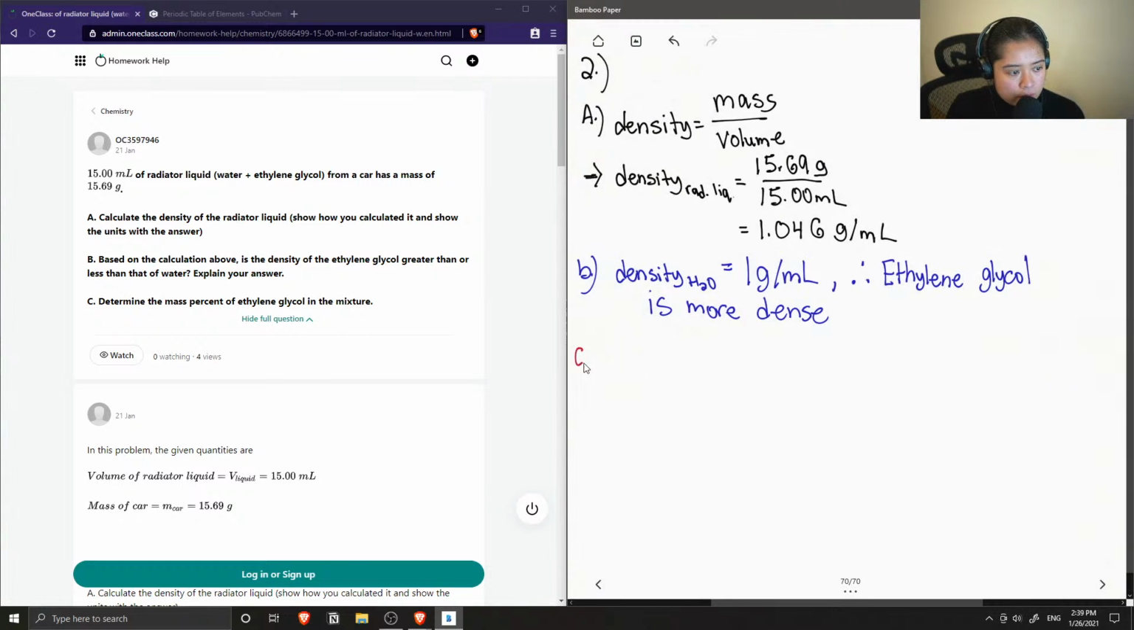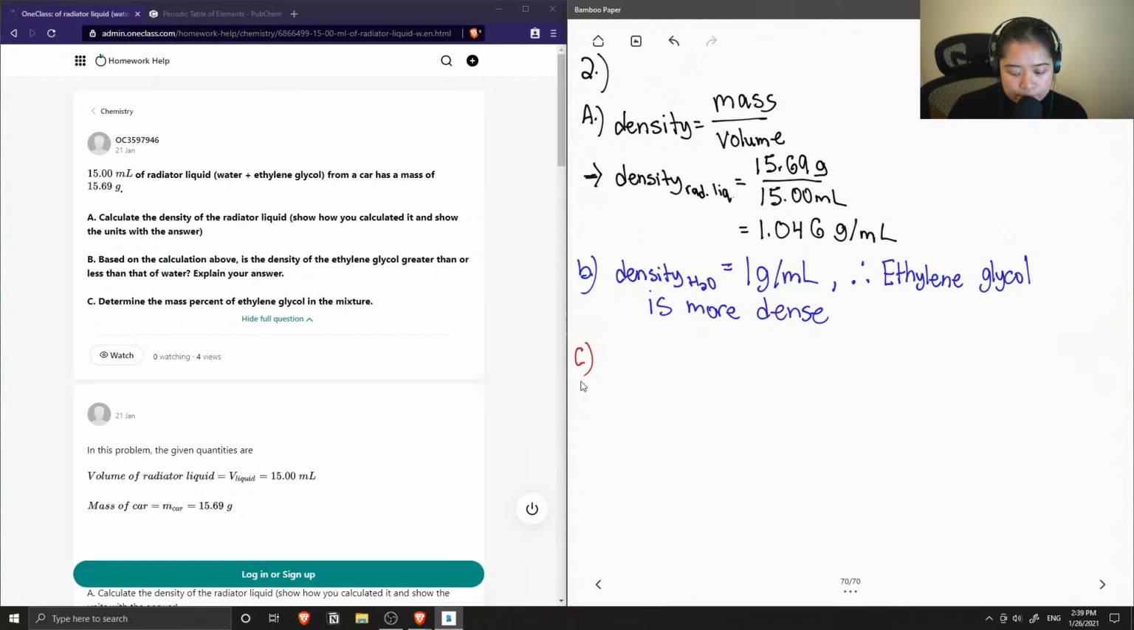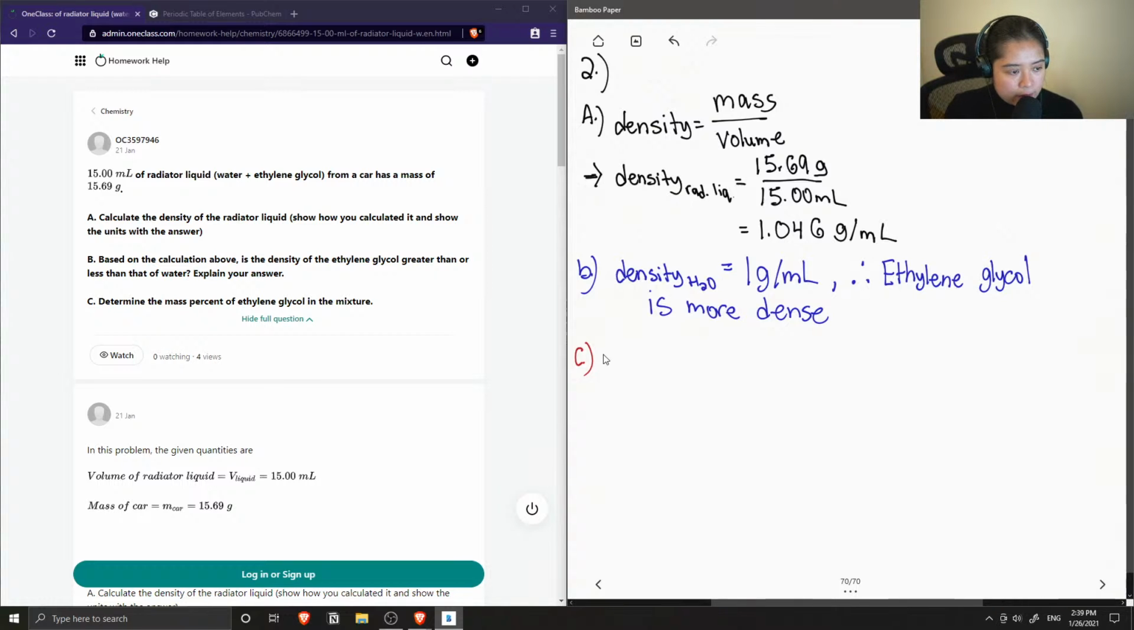And now let's do part C. Determine the mass percent of ethylene glycol in the mixture. Okay, so first let's make some assumptions to help us answer this question. We'll assume that X is the mass of ethylene glycol.